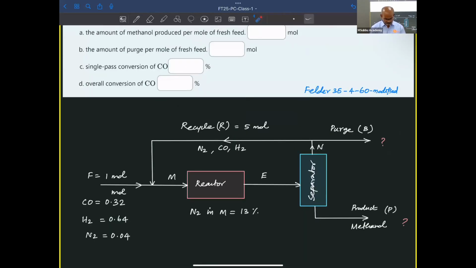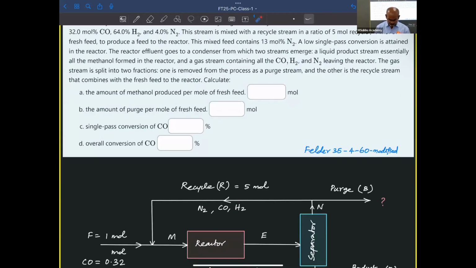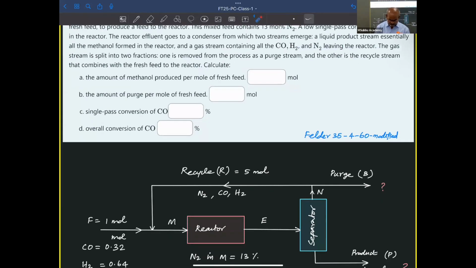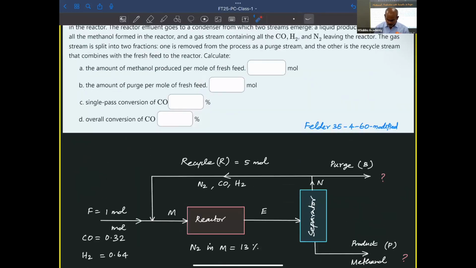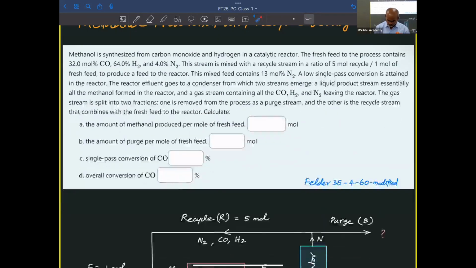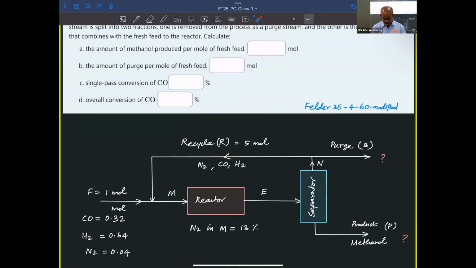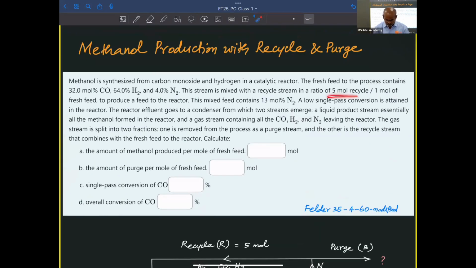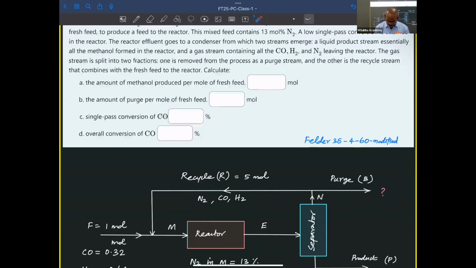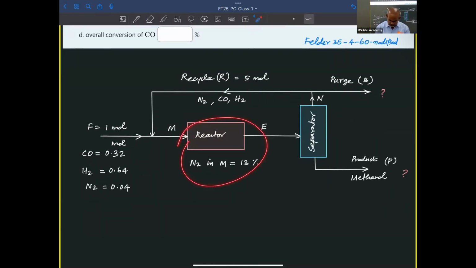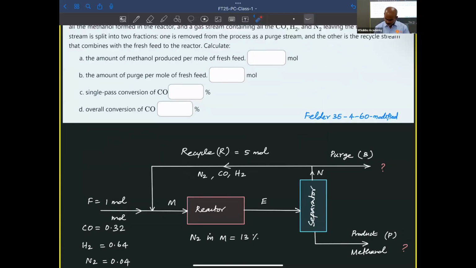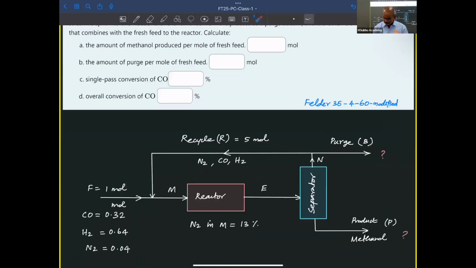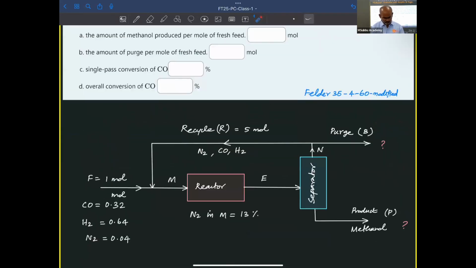Coming here, what I asked is we need to find, we are given a feed of 1 mole. There is also information about how much recycle is there. The recycle amount is also given. Additionally, we are given some data about how much N2 is there in this mixed feed. Using that, we need to find how much purge is there and how much product could be formed.